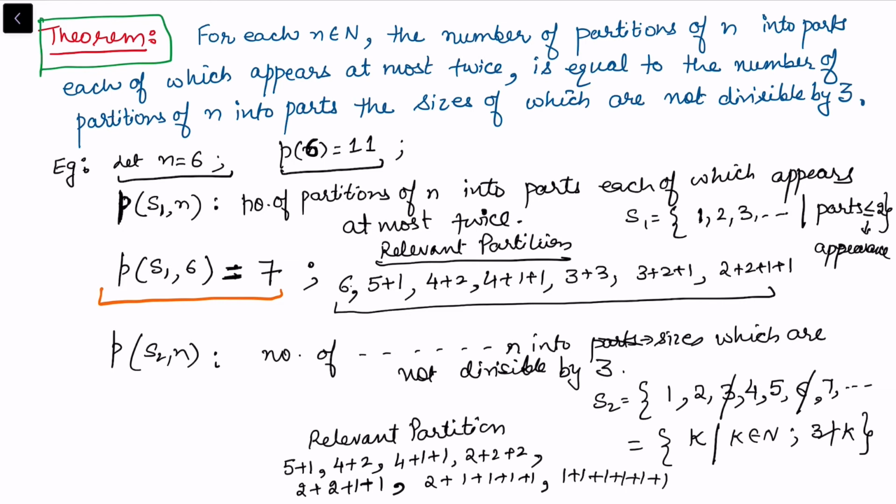And so if I just want to see what the count is, counting 1, 2, 3, 4, 5, 6, 7. This is also 7. So we see that both are equal. And this is what the partition identity says: the number of partitions of n into parts, each of which appears at most twice, is equal to the number of partitions of n into parts such that the sizes are not divisible by 3. Now we have seen the equivalence with this example. Let's now prove it using generating functions.